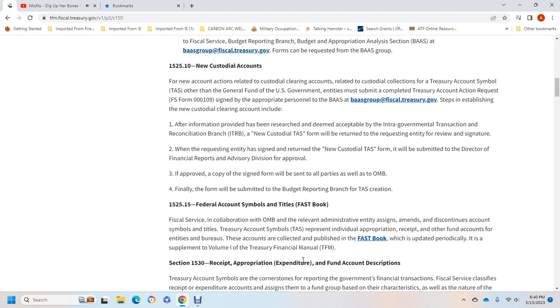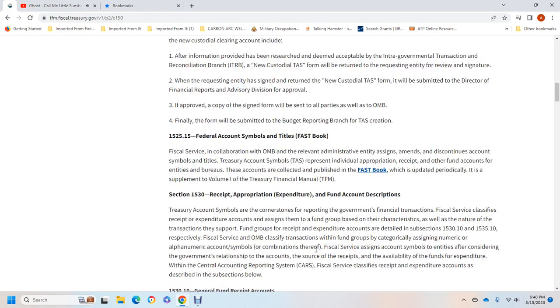Section 1525-15, Federal Account Symbol Titles and Fastbook. Official Services, in collaboration with the Office of Management and Budget, relative to the Ministry of the Debt, publish the amendments of the discontinued account symbols and titles. The Treasury account symbol represents the individual appropriation received and other funds account with the Bureau. This is published from the Fastbook, which is updated periodically as a supplement to Volume 1, Treasury Financial Manual.